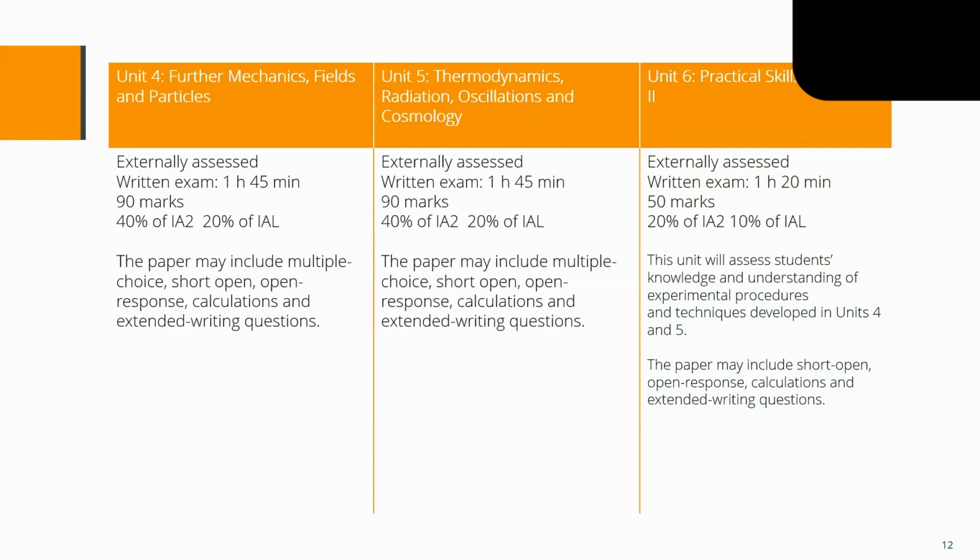They also include the same range of questions as we saw in Units 1 and 2. Unit 6 is similar to Unit 3 in that it assesses knowledge and understanding of experimental procedures and techniques which students have developed in Units 4 and 5, and of course also those which they developed in Units 1 and 2. As before, the paper includes short open response, calculations and extended writing questions. Again, no multiple choice questions in the Unit 6 paper.